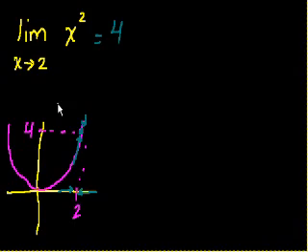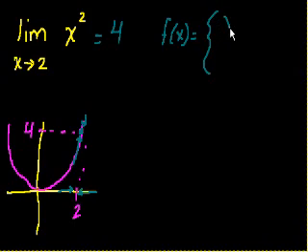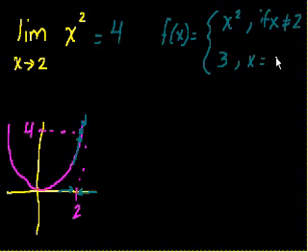Well, let me give you one wrinkle on that, and hopefully now you'll start to see what the use of a limit is. Let me say f of x is equal to x squared if x does not equal 2, and let's say it equals 3 when x equals 2. Interesting. So there's a slight variation on this expression. This is our new f of x.